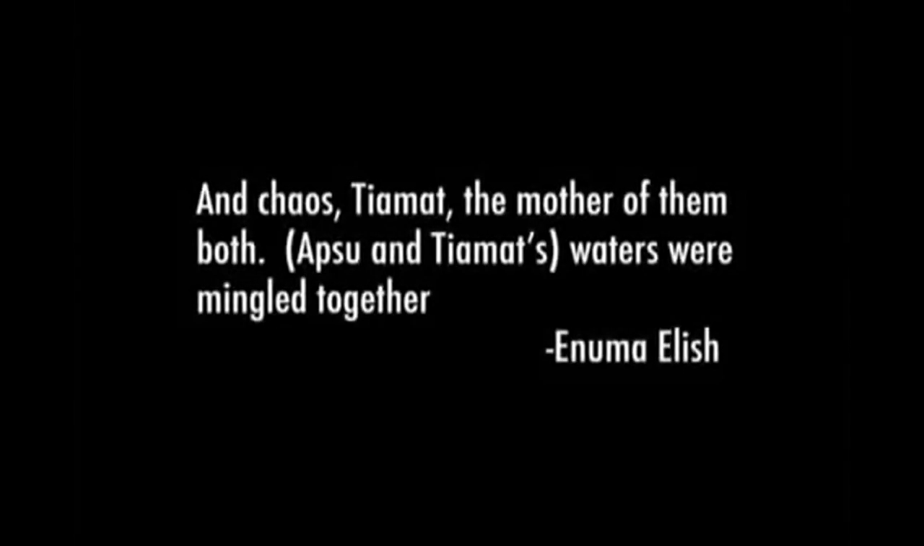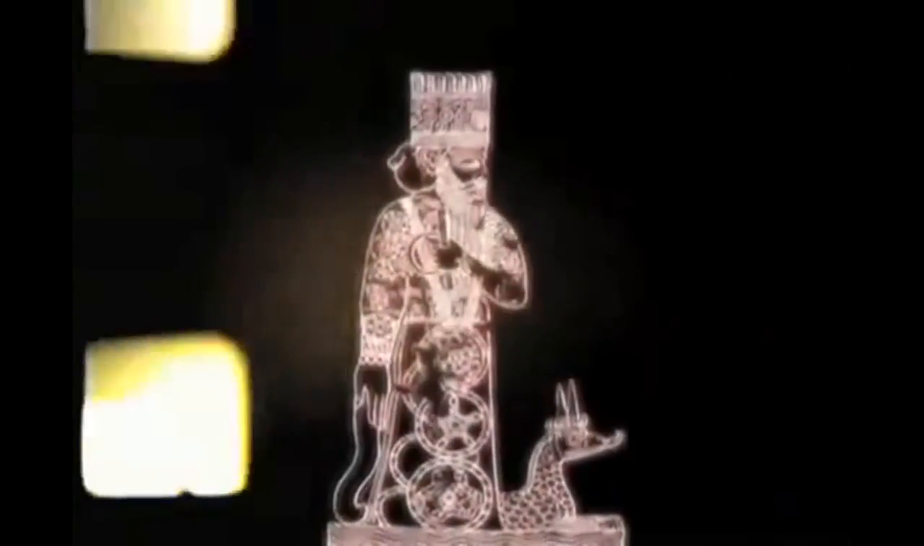And chaos, Tiamat, the mother of them both, Apsu and Tiamat's waters were mingled together, meaning that the chaotic waters of Tiamat were somehow mixed with the sweet waters of Apsu. Apsu was the Sumero-Akkadian god of the abyss beneath the earth. Tiamat, also known as Lucifer, was known as a serpent or dragon and was defeated by Marduk.